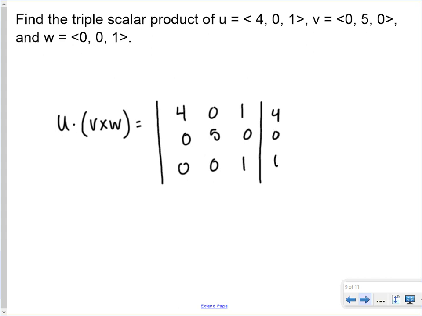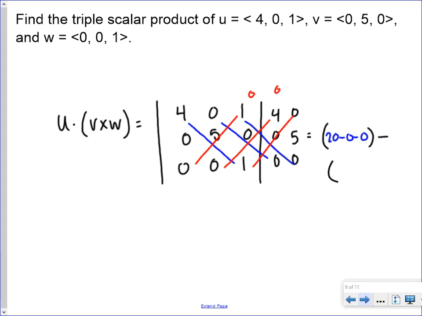So I'll copy 4, 0, 0, 0, 5, 0. Negative 20 minus 0 minus 0. Notice again, because that first row isn't i, j, k, your answer is not going to be a vector. Your answer is going to be a number, like the answer to a dot product should be. To be my other set of diagonals, that'd be 0, 0, 0. So I add those up, that'd be zeros. I love when there are zeros in my matrix. I'm guaranteed to have some easy things. And so my triple scalar product is 20.